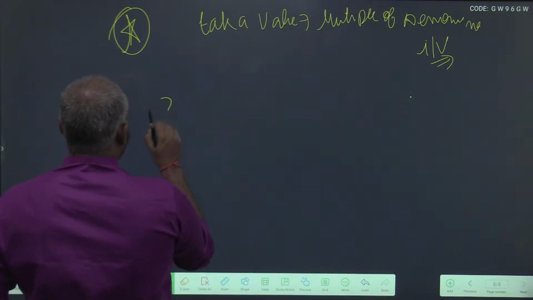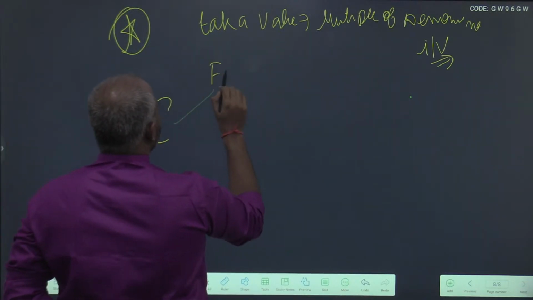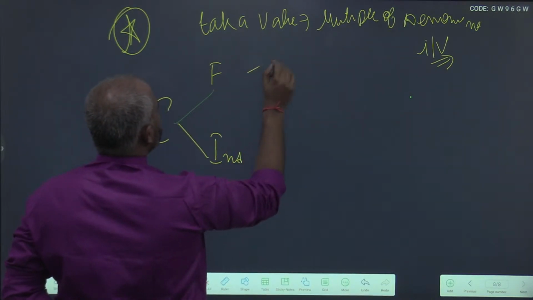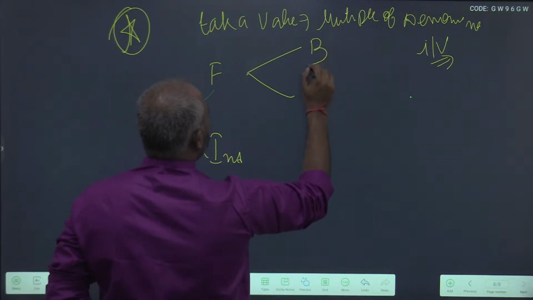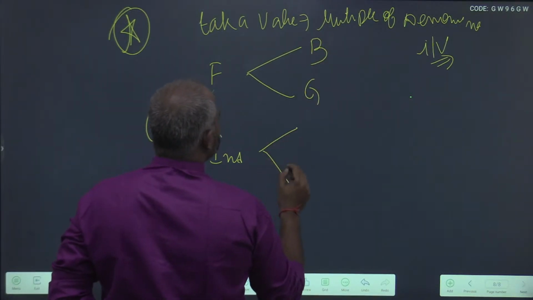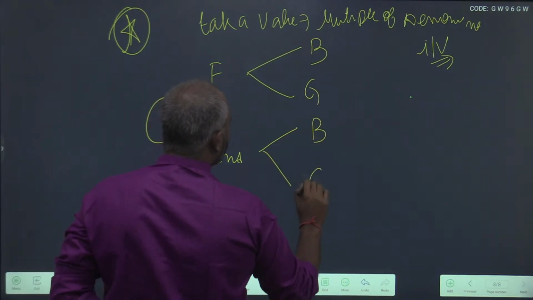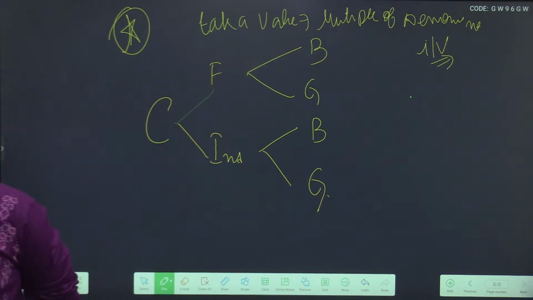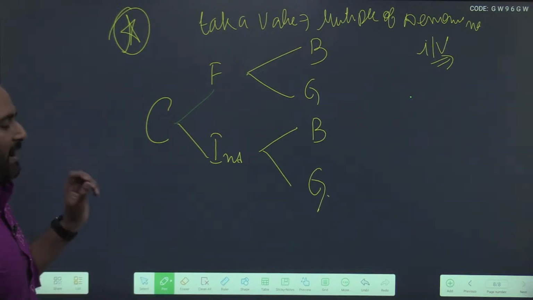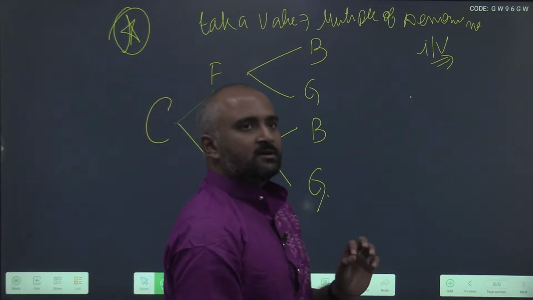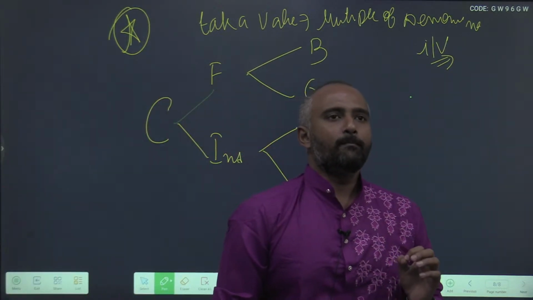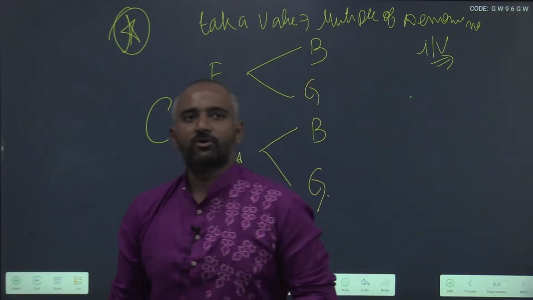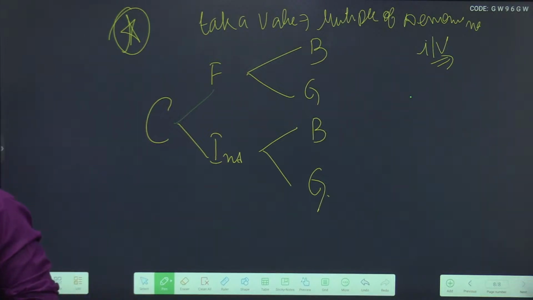So there is a class, it contains foreign students and Indian students, and foreign students consist of boys and girls, and Indian students also consist of boys and girls. Just first tabulate the problem in all such matrix or tree type problems. If you tabulate the problem clearly, the question is half solved.